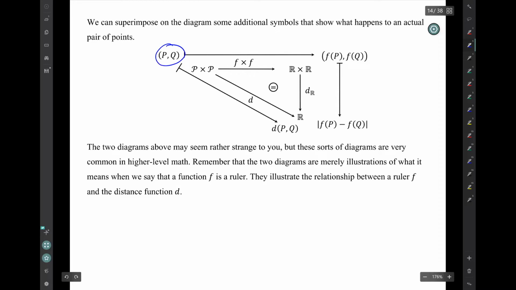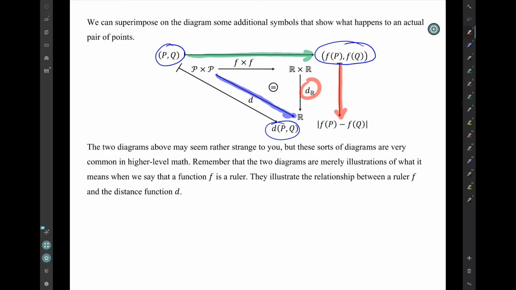Remember, the first process, we take a pair of points, we feed them through the distance function, and what comes out is this real number. In the second process, the two-step process, we first feed each of those points into the coordinate function by themselves to end up with this pair of real numbers that are the coordinates of those 2 points. And then we feed that pair of numbers into the distance function for the real numbers. That is, we find the distance between those 2 real numbers, and we end up with this real number. And the point is that these 2 real numbers are always the same.